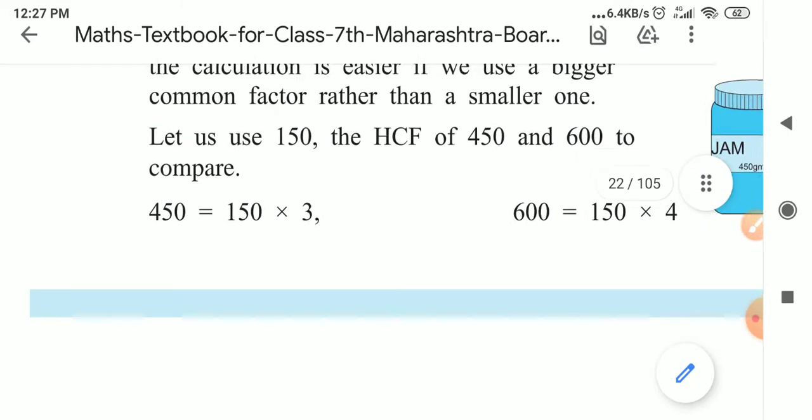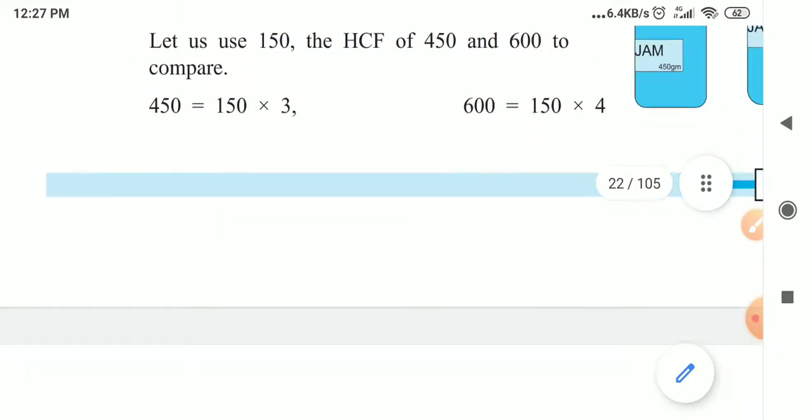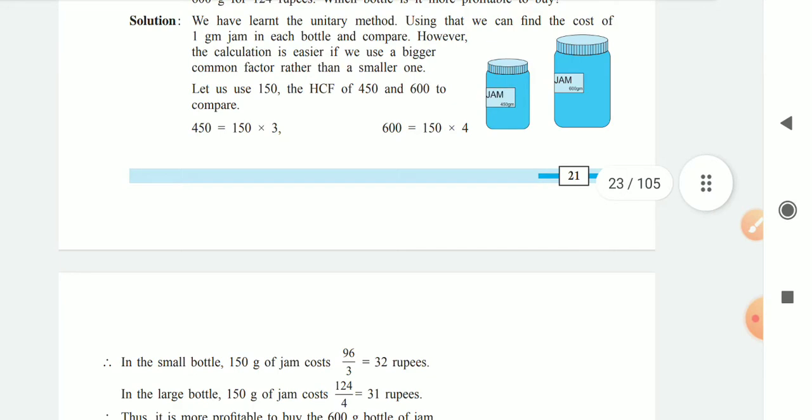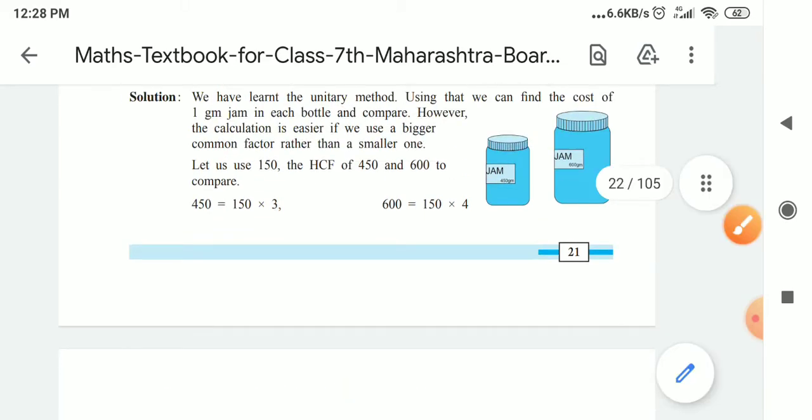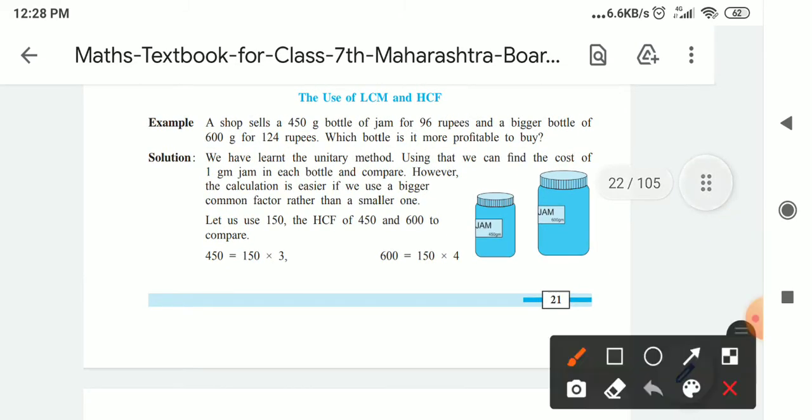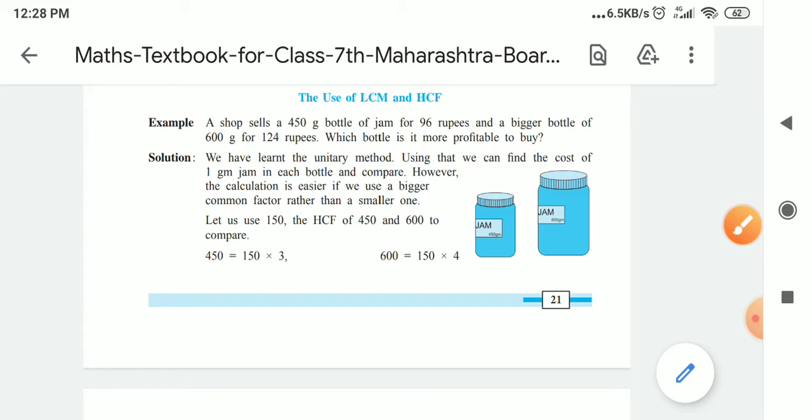So here, if you see, you will notice that 150 is the common factor. If you divide 450 by 150, what remains is 3, which is the uncommon factor. So the price 96 we have to divide by this 3, and 124 we have to divide by this 4, which is the uncommon factor in both of them.